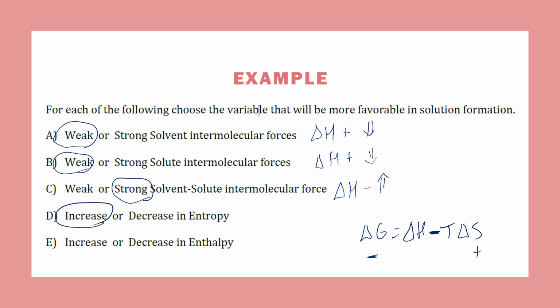So an increase in entropy. And we want delta H to be negative overall because that's going to help delta G be negative. And that also means we want the amount of energy released to outweigh the amount of energy taken in when the bonds are broken.